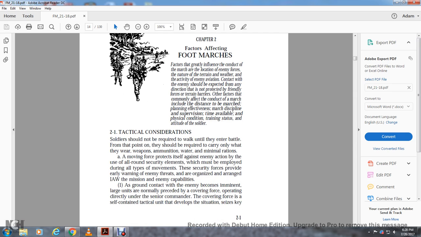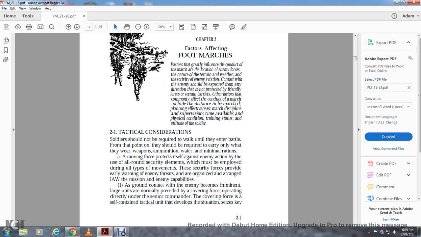2-1, tactical considerations. Soldiers should not be required to walk until they enter battle. They should be required to carry only what they need: weapons, ammunition, water, and minimal rations.